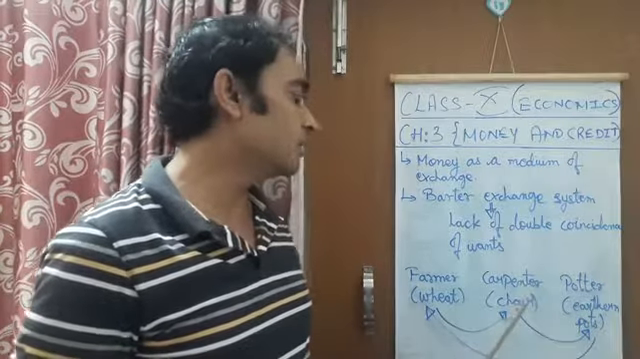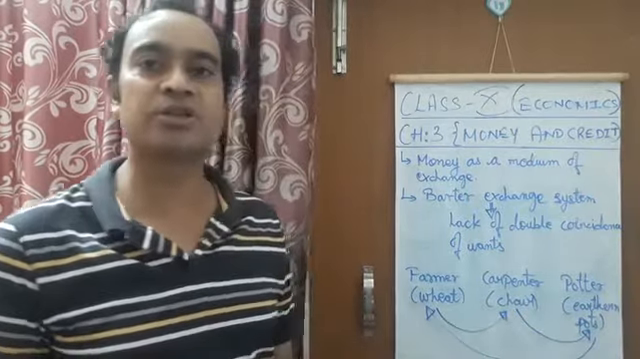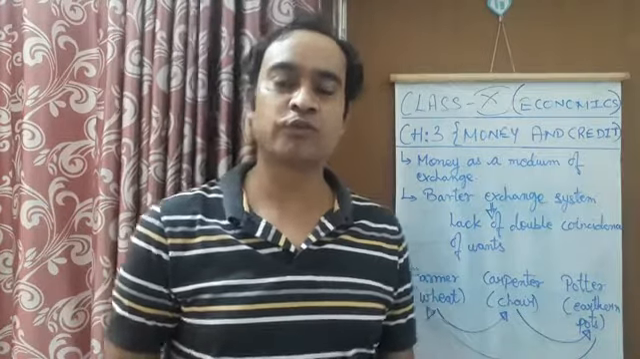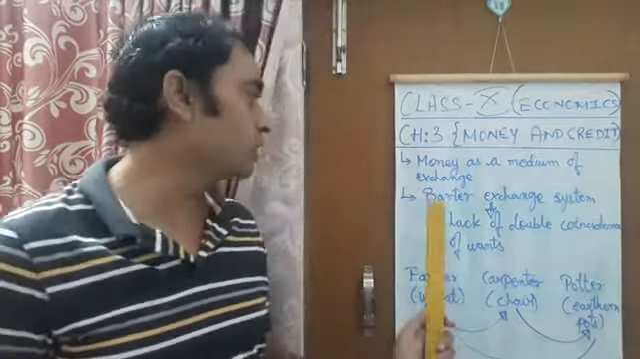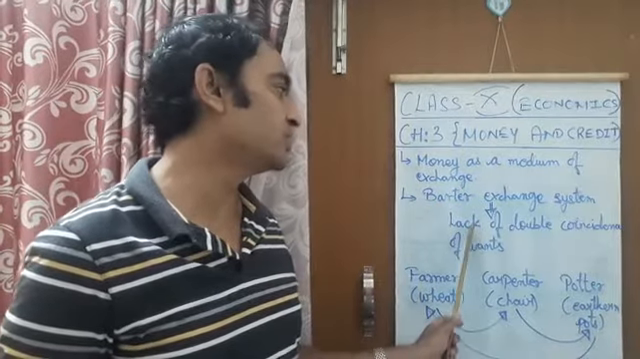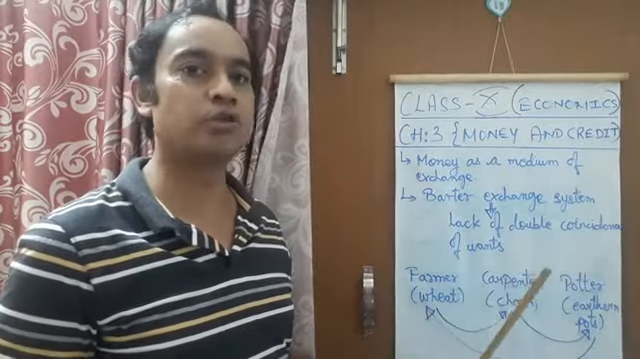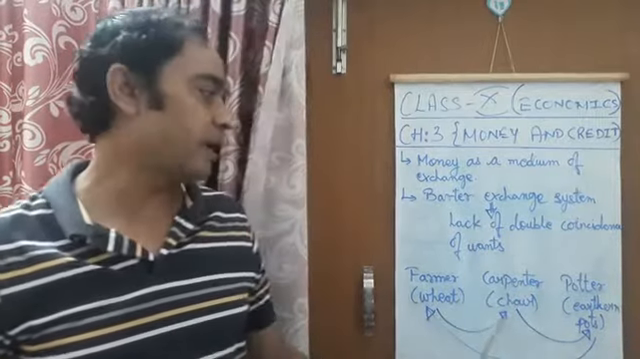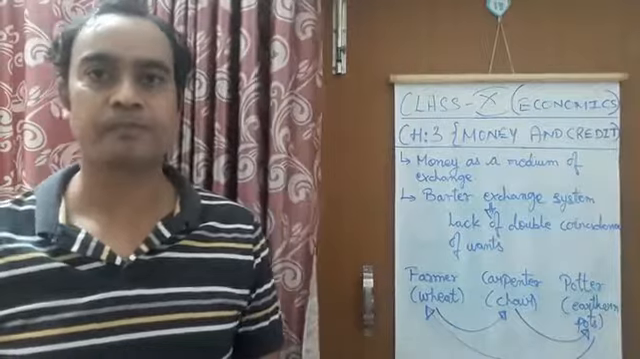Now you can see here, none of these three persons' demands are matching with each other's demands. And this is what is called lack of double coincidence of wants. So you can see here, in the barter exchange system, there was a problem of lack of double coincidence of wants, as we can see in the example.